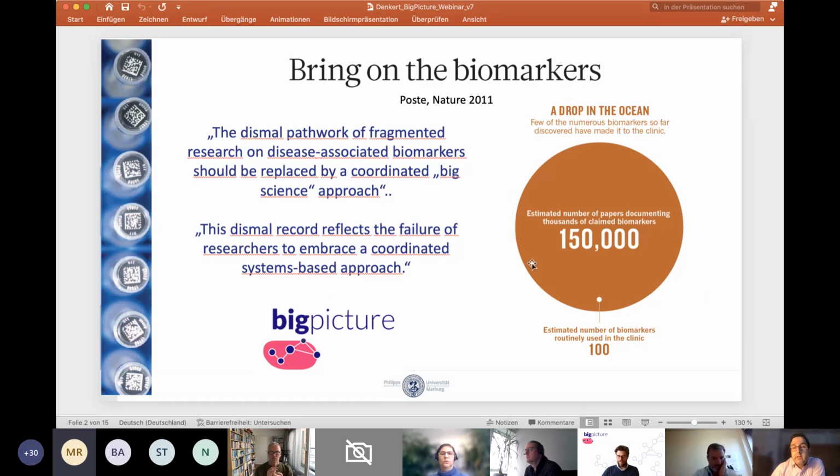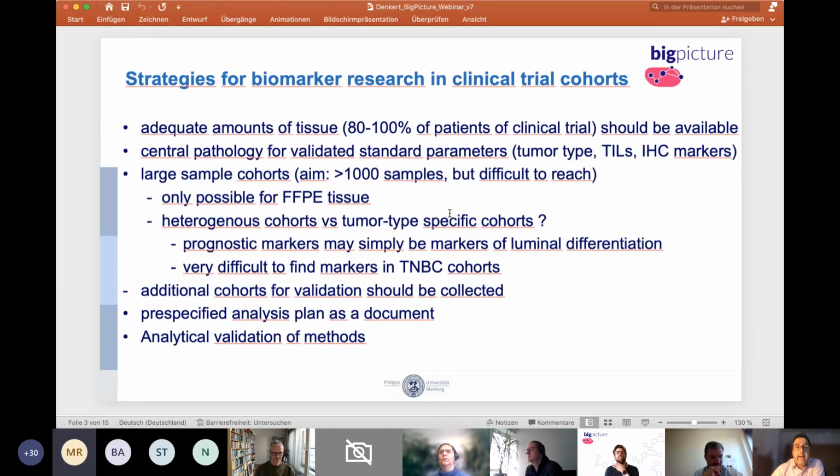He had this figure showing that there are 150,000 claimed papers at that time, so much more now, saying we have a new biomarker, and this little dot represents the biomarkers that are actually in the clinic. We do not have much more at this point, 10 years later. There were extensive discussions on how this problem could be solved, and what we are planning in BigPicture is also a very important step to focus on big science approaches for biomarker research. So it's very important to have the basic knowledge and to do this in a very coordinated way.